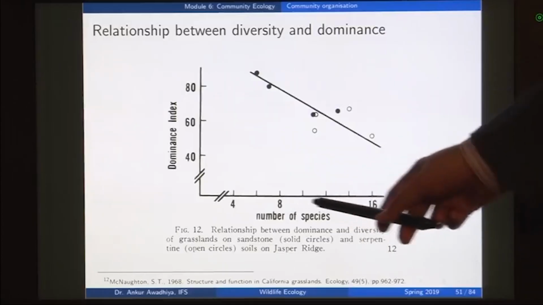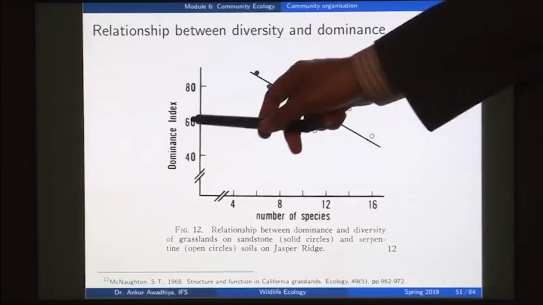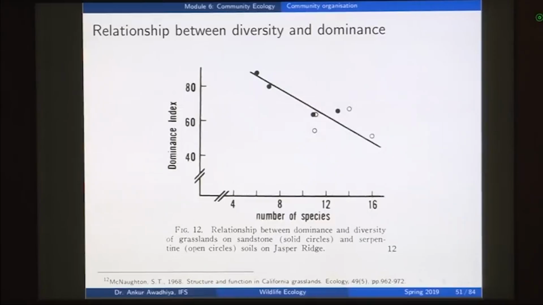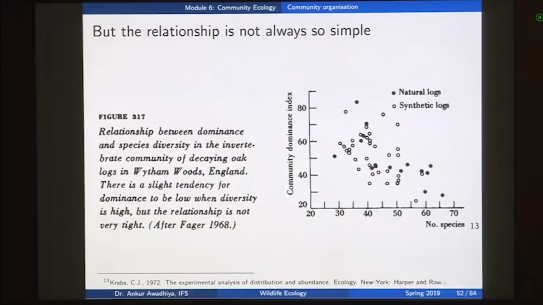Also, the more is the number of species, the lesser would be the dominance index, because when you have more number of species, then it is also possible that the numerical abundance of the top 2 species will be lesser, because you have individuals from so many different species. So, this is roughly the relationship that we expect, but then this relationship is not that simple.